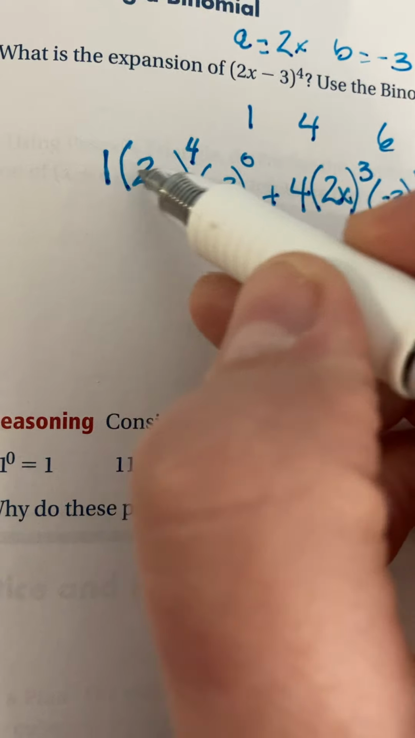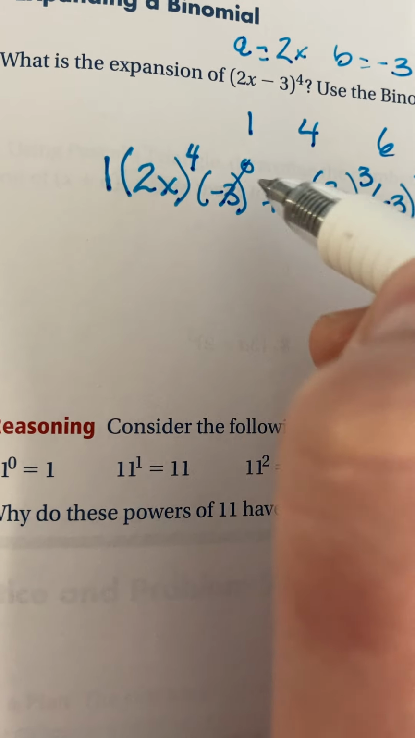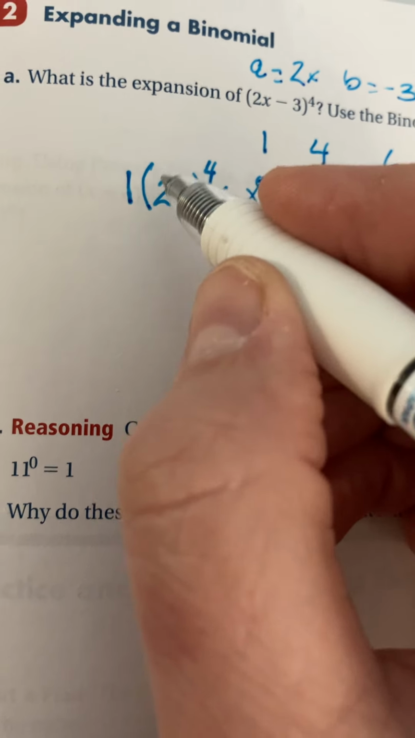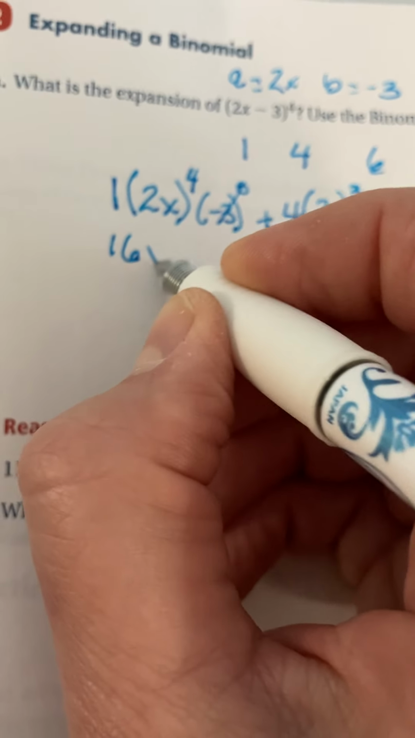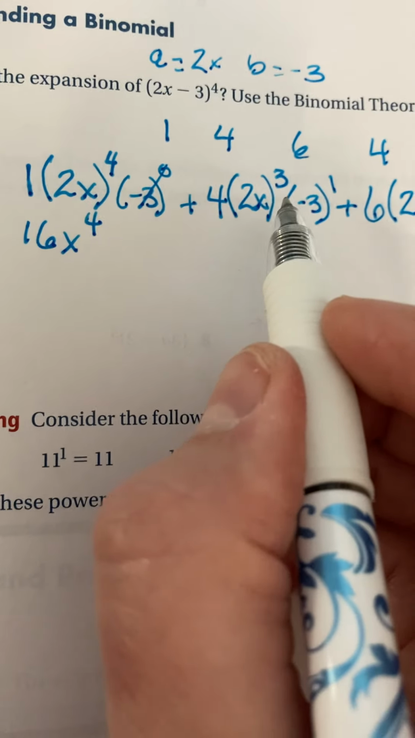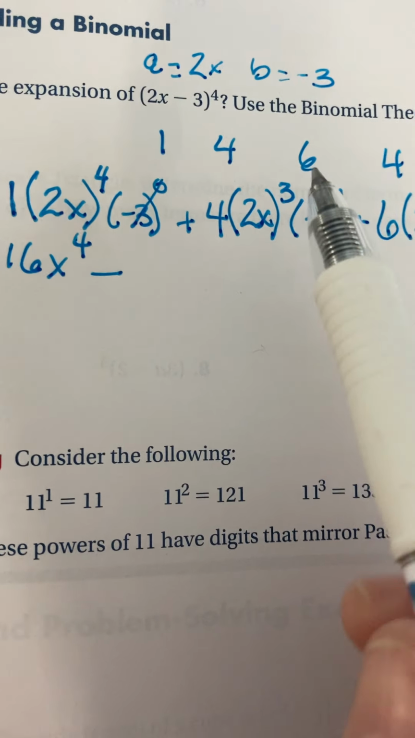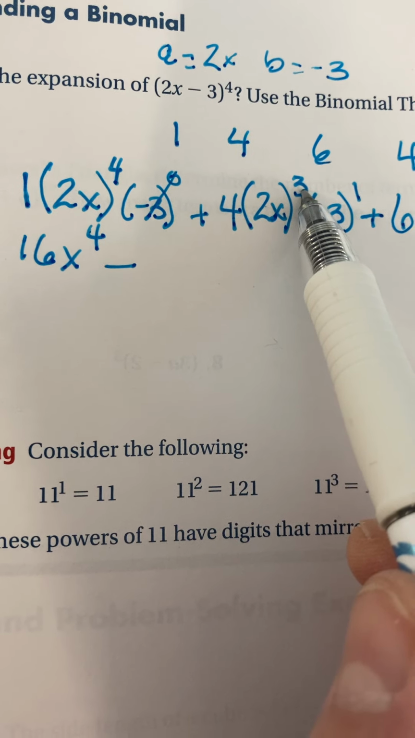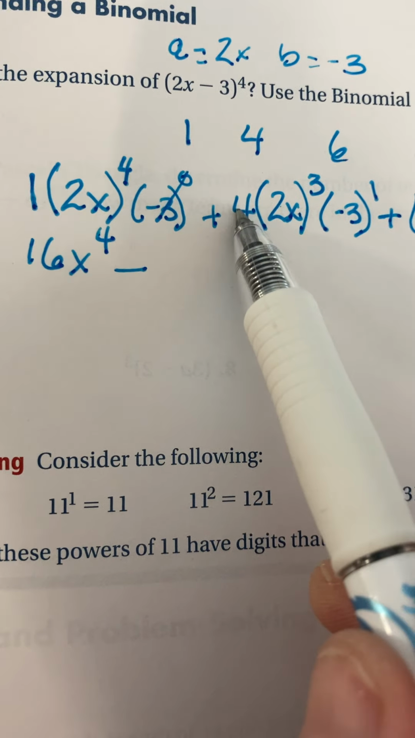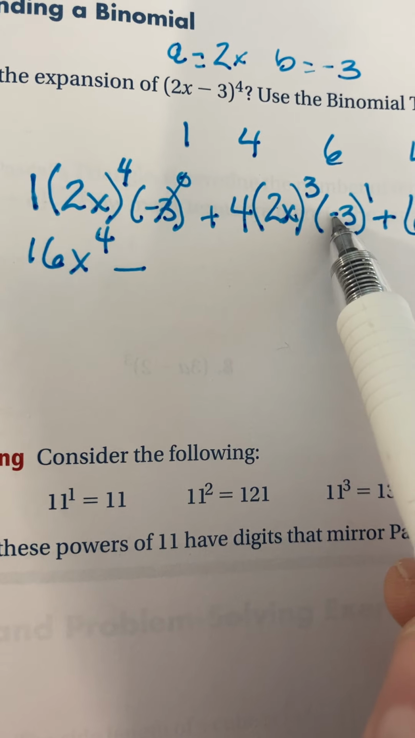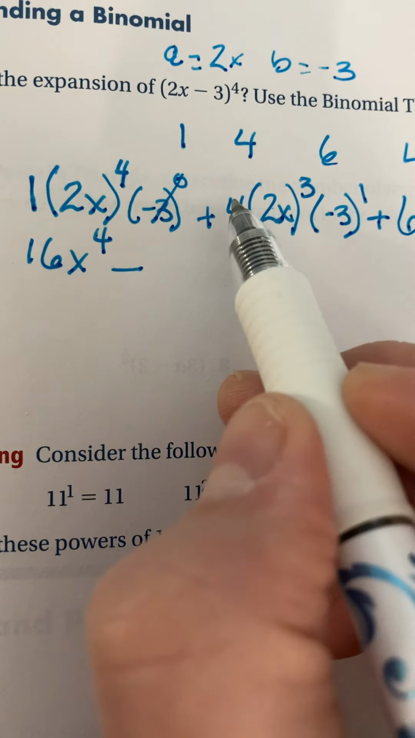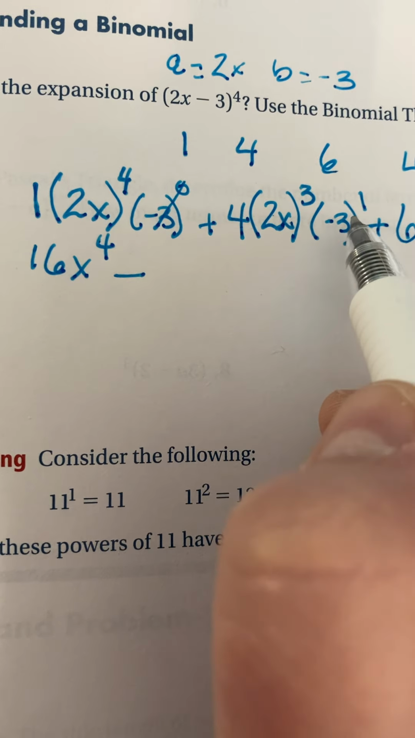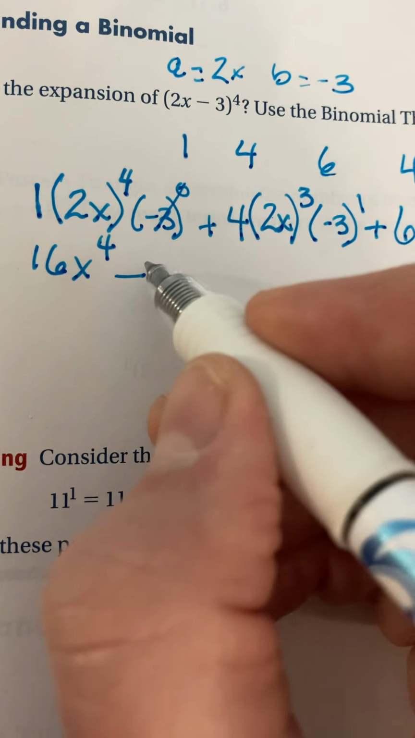All right, well, the 1, because I'm multiplying, doesn't really matter too much, and anything to the 0 power is 1, so really I just have this right here. Well, 2 to the 4th power is 2 times 2 times 2 times 2, so I get 16x to the 4th. All right, then I come over here. The 4 now matters. 2 to the 3rd power is 8. So really, if I was doing this, I'd probably do it in my calculator. 4 times 8 times a negative 3, because negative 3 to the first power is negative 3. 4 times 8 is 32, 32 times negative 3.